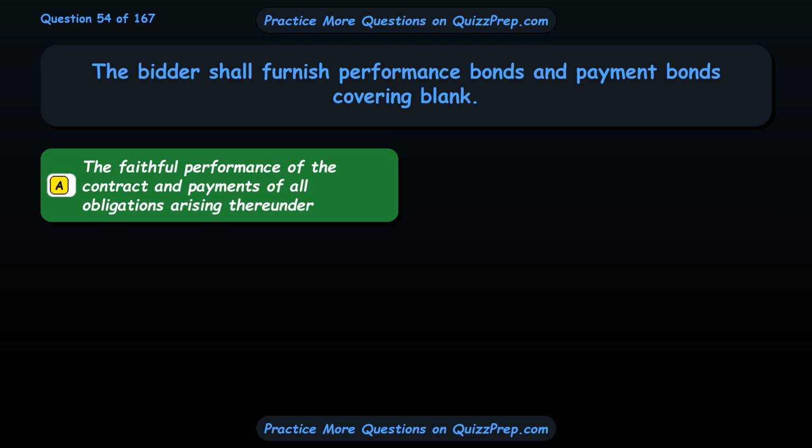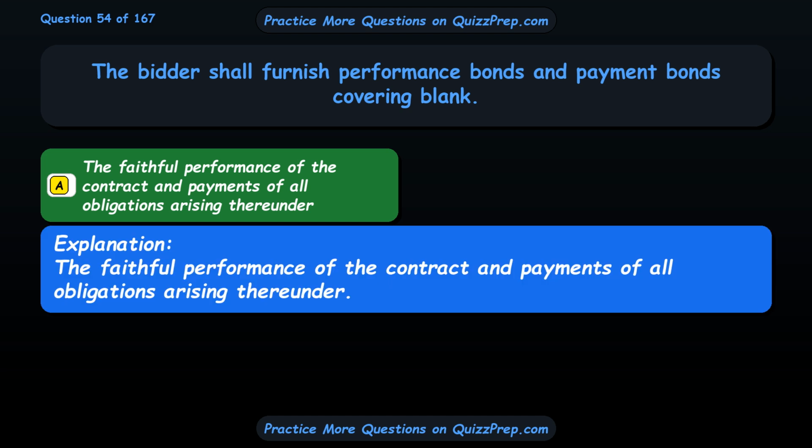The correct answer is option A. The faithful performance of the contract and payments of all obligations arising thereunder.